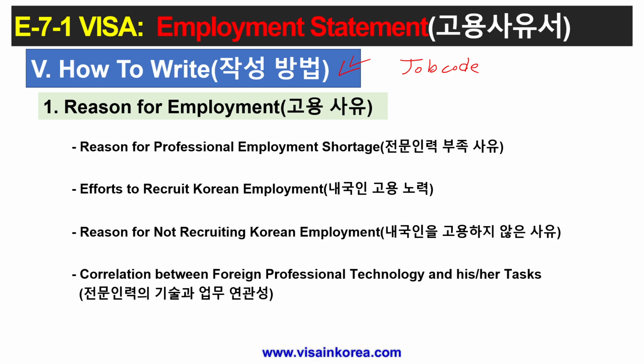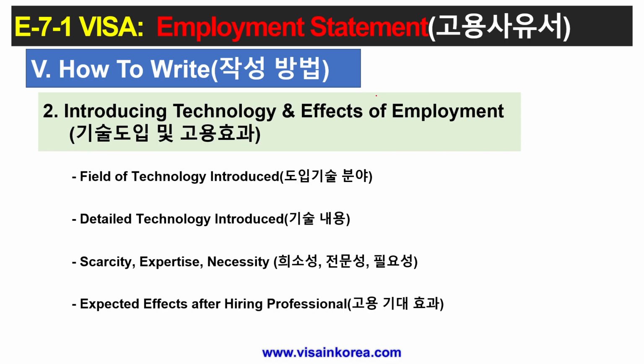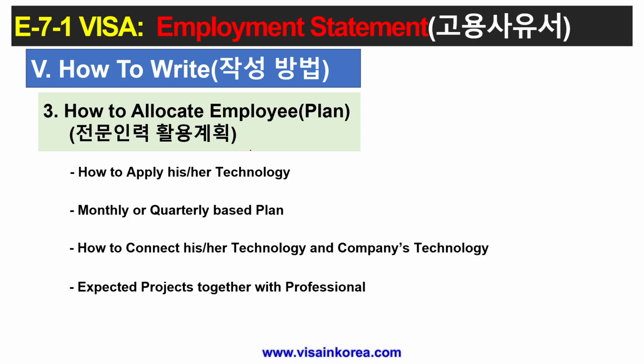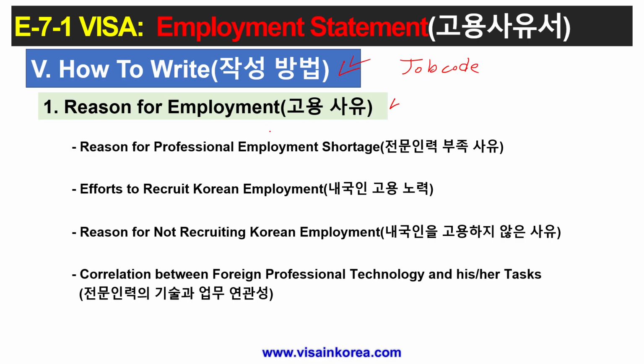크게 3가지를 중점적으로 작성을 해야 됩니다. 첫 번째는 고용사유, 왜 외국인을 고용하게 되느냐. 두 번째로 기술 도입 및 고용 효과. 그러니까 이 외국인 인력을 고용함으로써 어떤 기술을 가지고 있는지 그 외국인이, 그리고 이 외국인을 고용하면 우리 회사에 어떤 효과가 있을까. 세 번째로 어떻게 고용한 외국인을 활용을 할 것인가를 이제 알아야 됩니다.